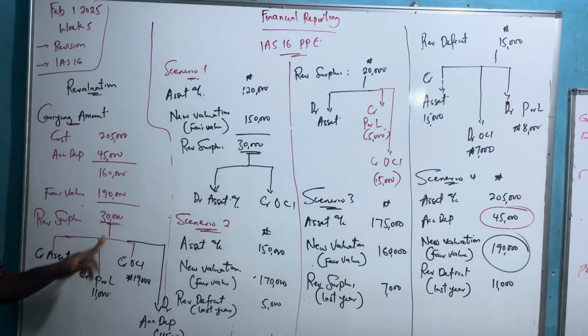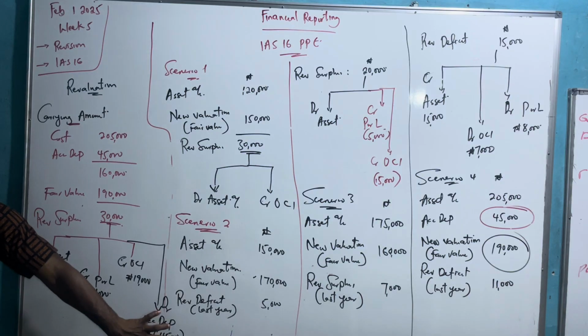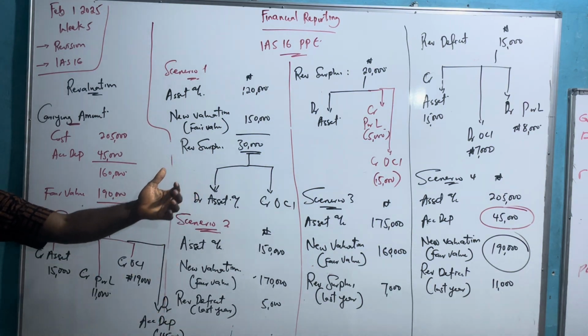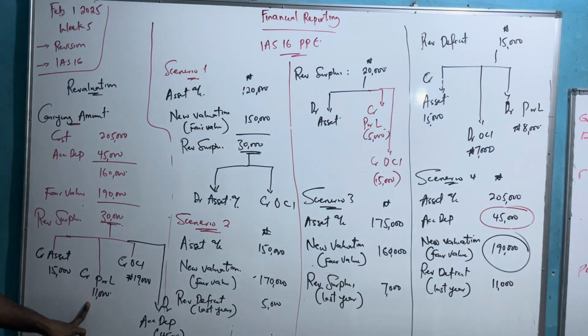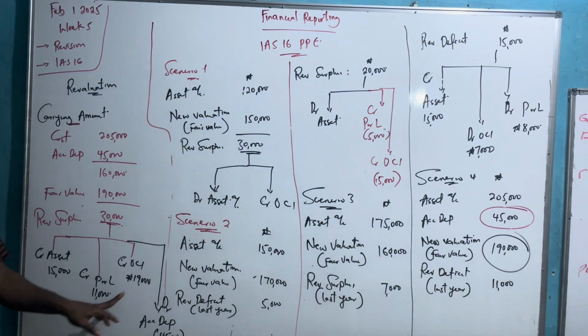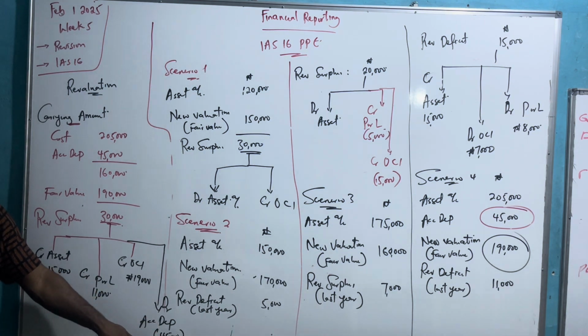This 30,000 will just go to where? OCI. So it will still be 45,000: 15, 30. Then the balancing is a debit that goes to accumulated depreciation, 45. But here, because there was a previous deficit, we need to split it. We need to net off that deficit first. It goes to P&L. Then the remaining goes to OCI. This will balance it up.